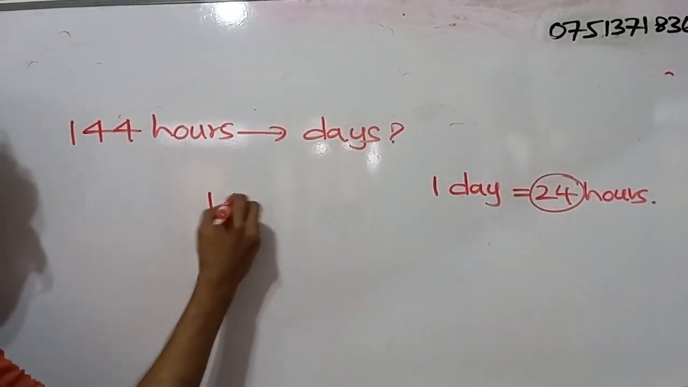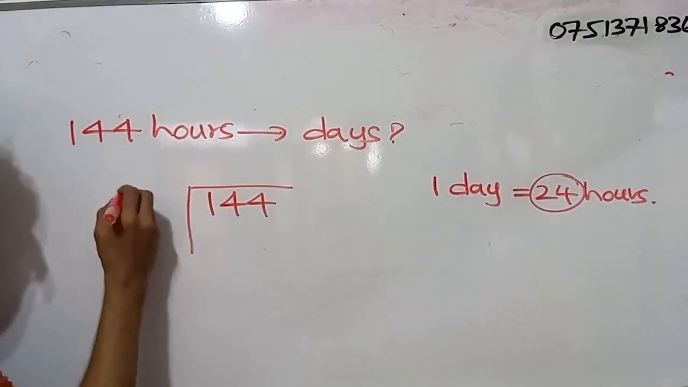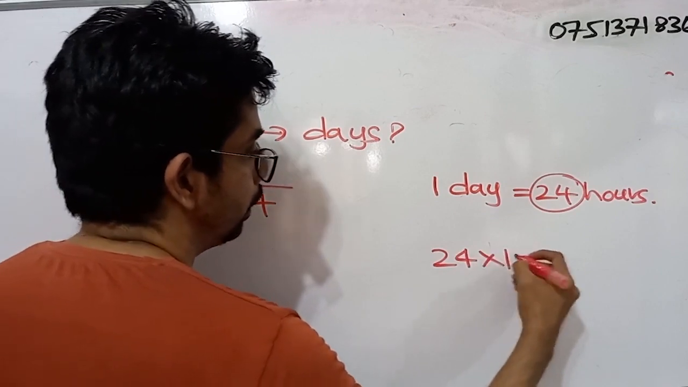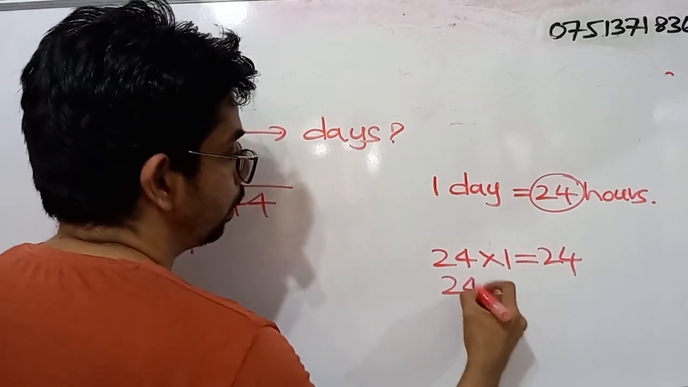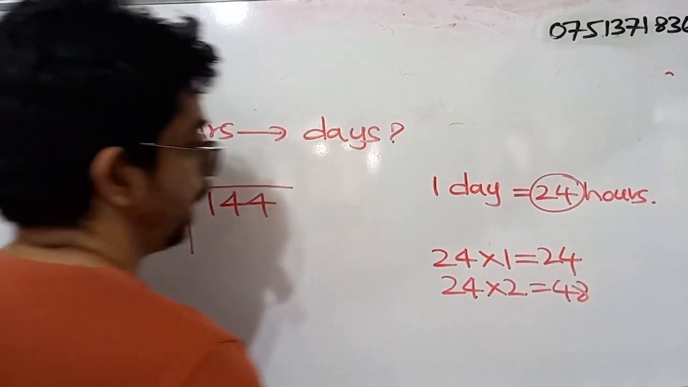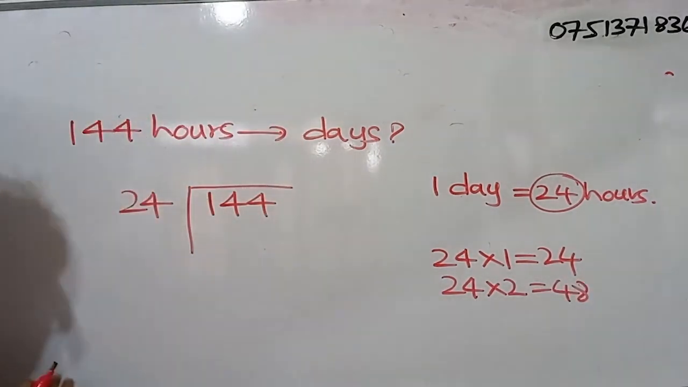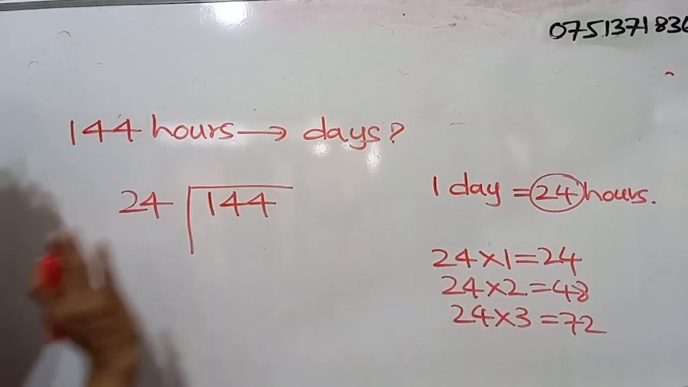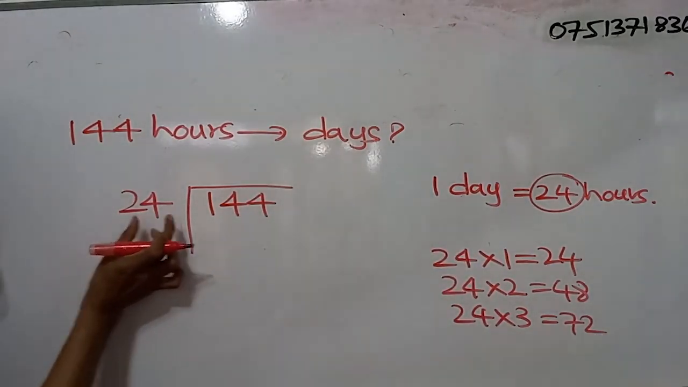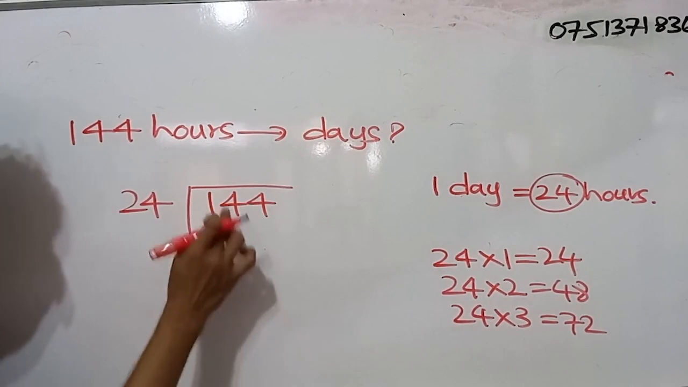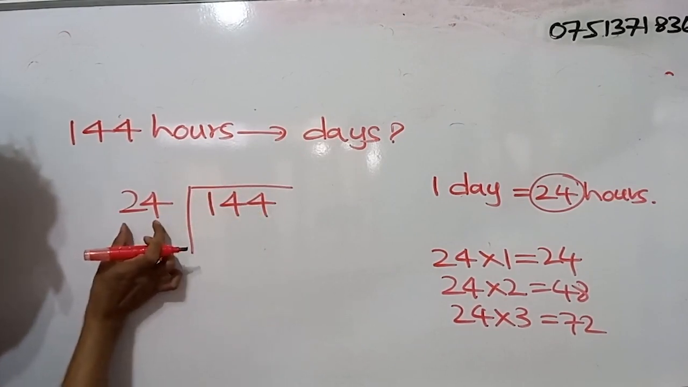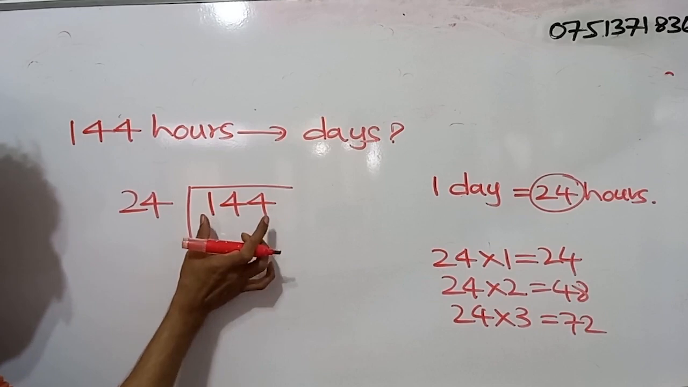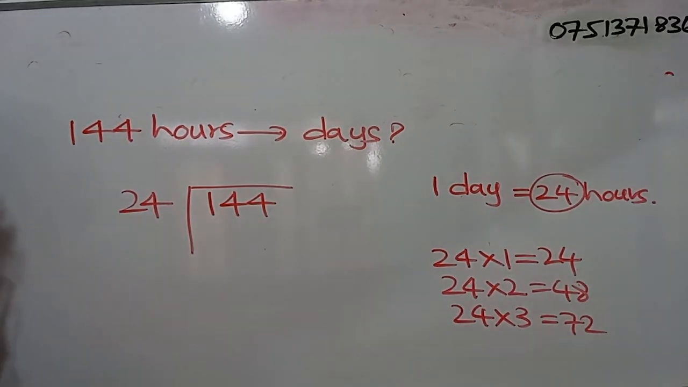So we will take 144 and divide it by 24. We know 24 times 1 is 24, 24 times 2 is 48, and 24 times 3 is 72. Now we will do the division. How many 24s are there in 1? None. So now we go to 14. How many 24s are there in 14? Still none. Then 144. How many 24s are there in 144?